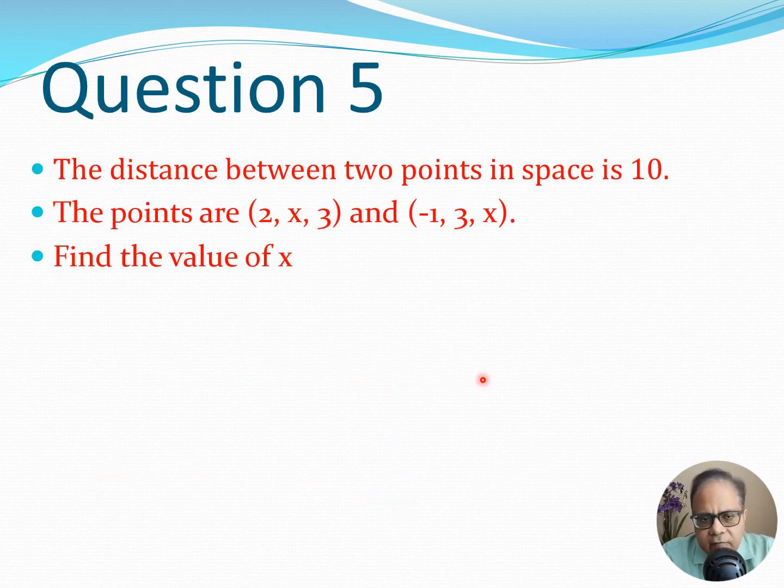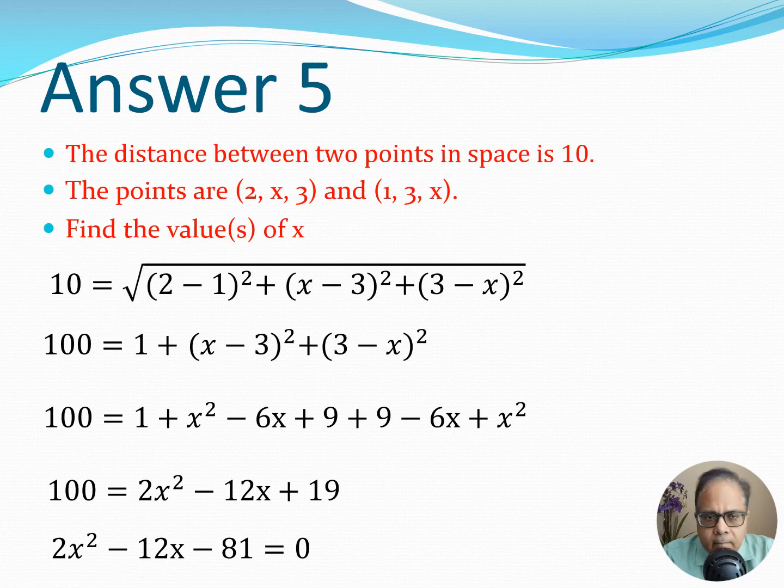Finally, question number 5 is that the distance between 2 points in space is 10, and these points are given as (2, x, 3) and (-1, 3, x), and you are asked to find the value of x. So let's look at this question. This basically tests the student's capability to use the fact that there is a very simple formula for the distance between any 2 points. So essentially you have to use this formula.